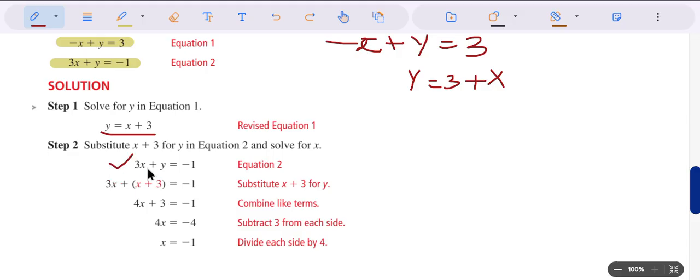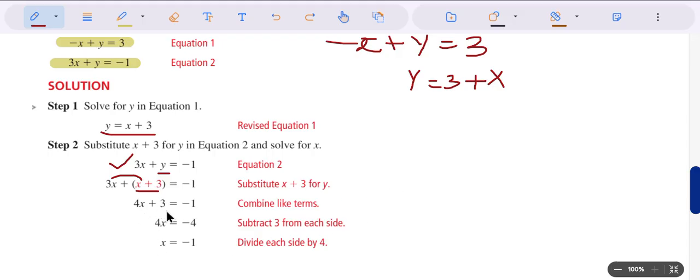So the second equation we have rewritten: 3x plus y equal to -1. And in place of y we are substituting x plus 3. So 3x plus x plus 3. 3x and x are like terms, variable terms, we can add. So 3x plus x is 4x, plus 3. So 4x plus 3 equal to -1.